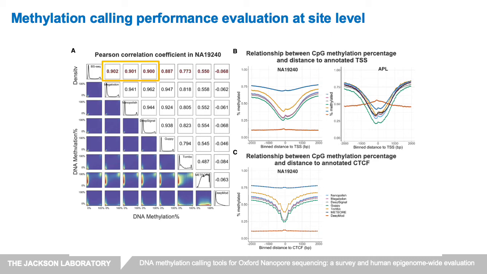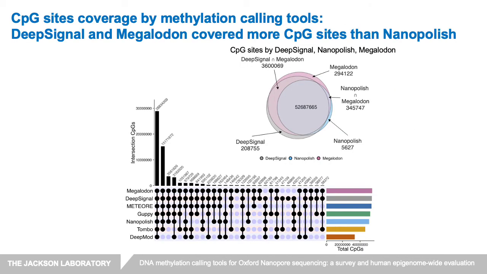Surprisingly, Nanopolish displays the lowest DNA methylation levels at TSS. When comparing site numbers, we found that Megalodon and DeepSignal covered more CpG sites than Nanopolish, and the difference increased greatly for lower sequencing depth data sets.